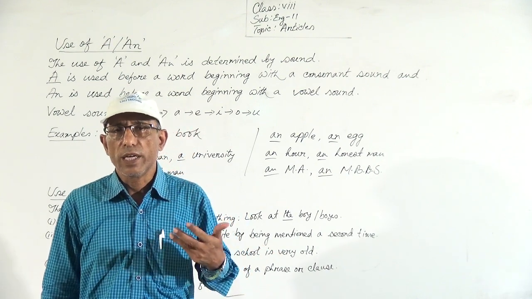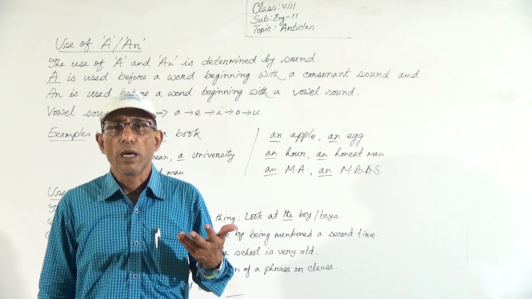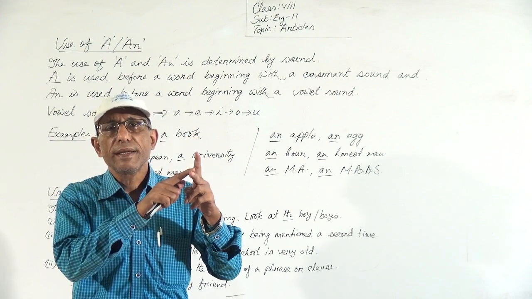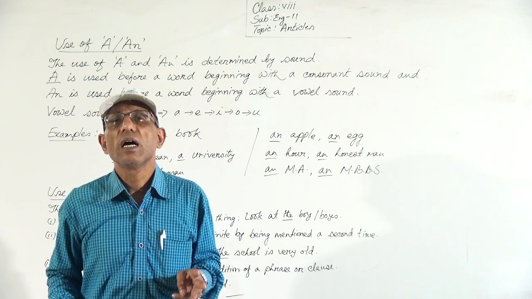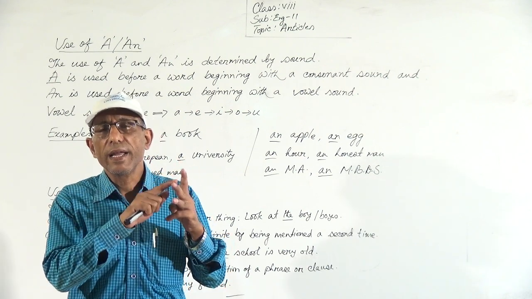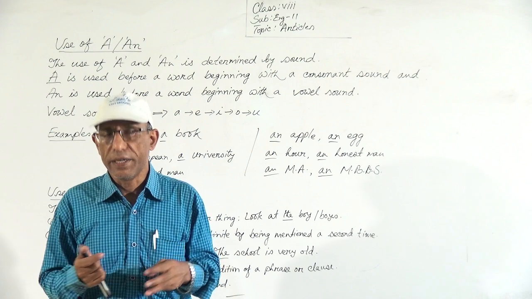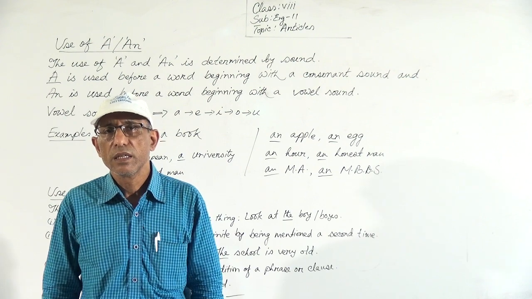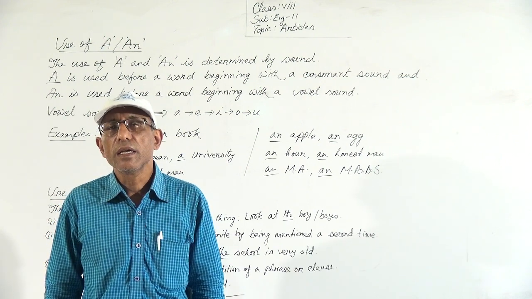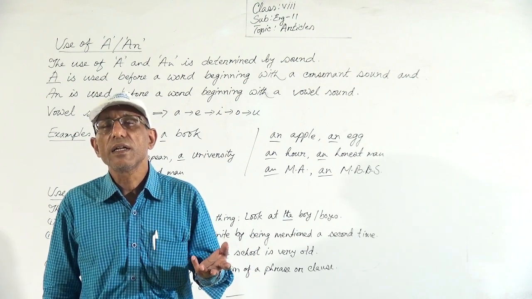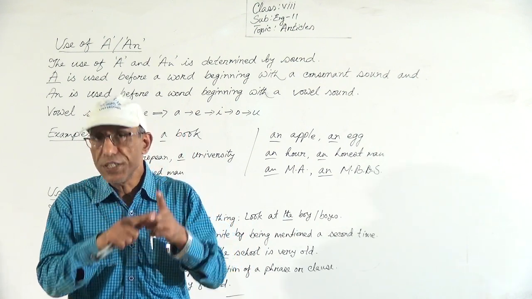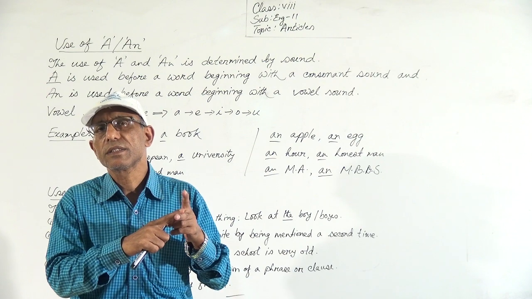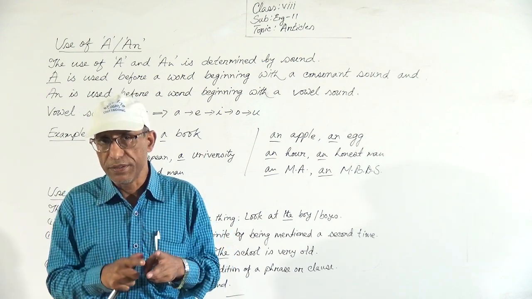But at the beginning, I want to discuss what articles are. A, an, and the are called articles. You know how many kinds of articles there are? I think you can say articles are of two kinds: definite article and indefinite article. The definite article is the, and the indefinite articles are a and an.